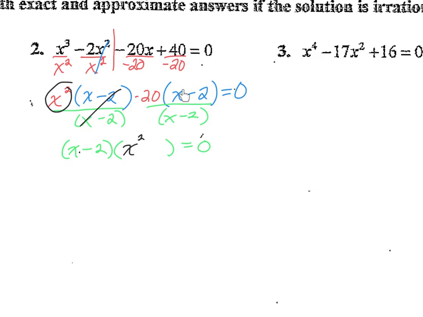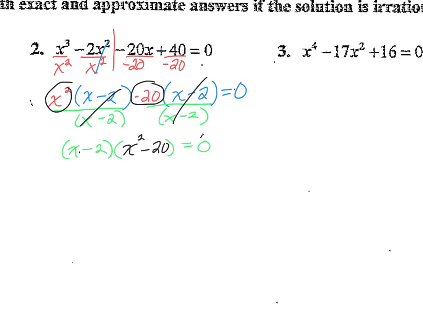And on the second one, these two are going to cancel, and we are left with a minus 20. So the minus 20 goes in here. So if we have something times something that equals 0, so a product equaling 0, either this one or this one has to have a value of 0 for the product to be 0.